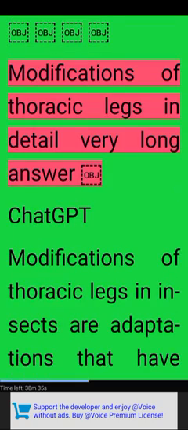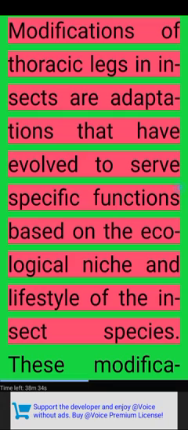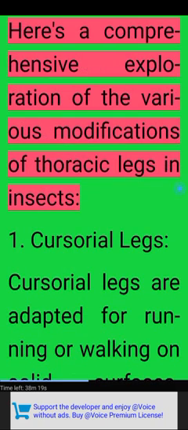Modifications of thoracic legs in detail. Modifications of thoracic legs in insects are adaptations that have evolved to serve specific functions based on the ecological niche and lifestyle of the insect species. These modifications can range from subtle changes in leg structure to dramatic transformations that enable insects to perform specialized tasks. Here's a comprehensive exploration of the various modifications of thoracic legs in insects.